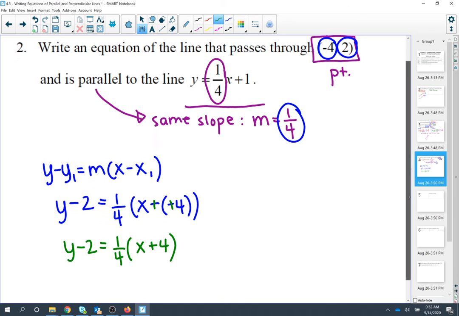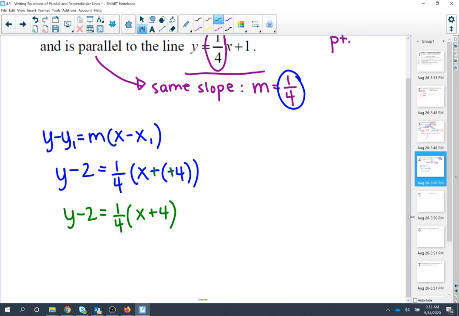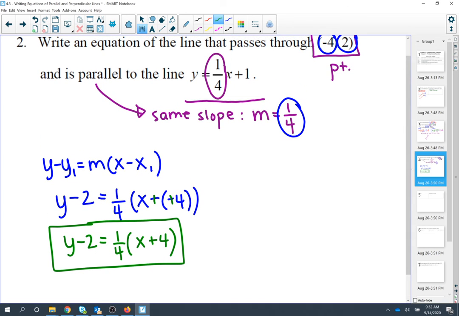Now, if I go back up, it just says write an equation of the line. It didn't say in what form I had to write it, so quite frankly, just leave it like that. That is the equation of a line that passes through the point -4, 2. So you always do the opposite: -4, +2, with the slope parallel to 1/4, which is the same slope right there. You're done.